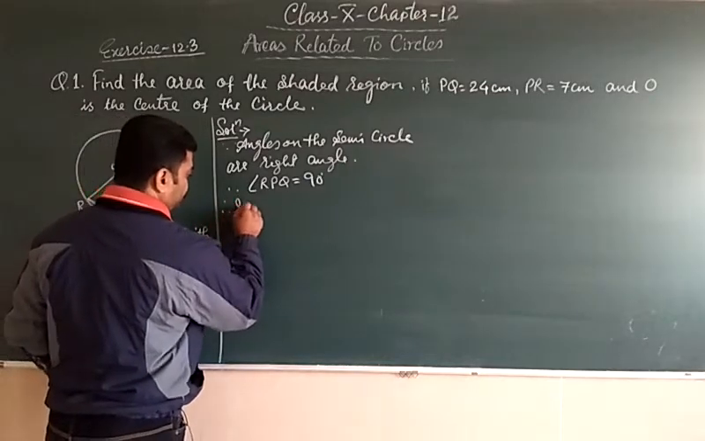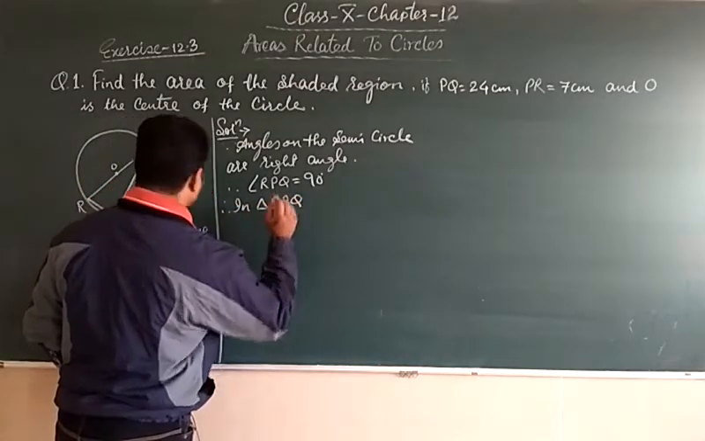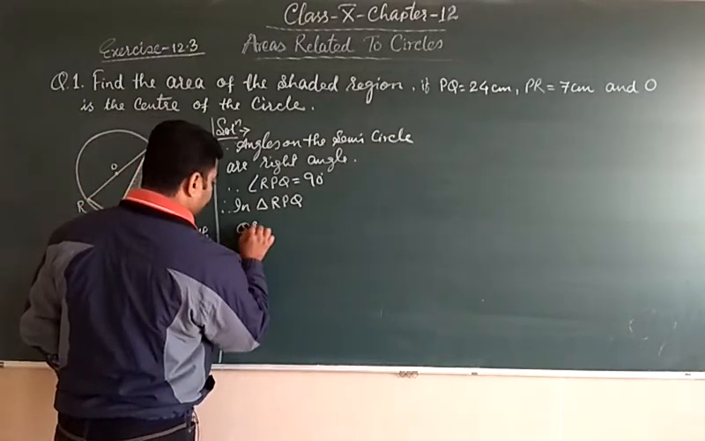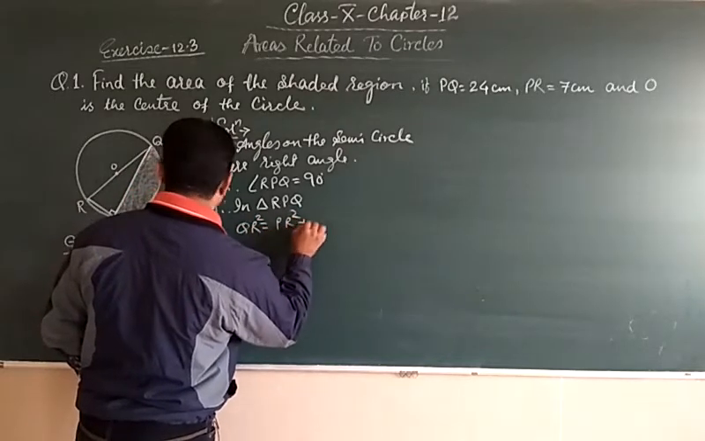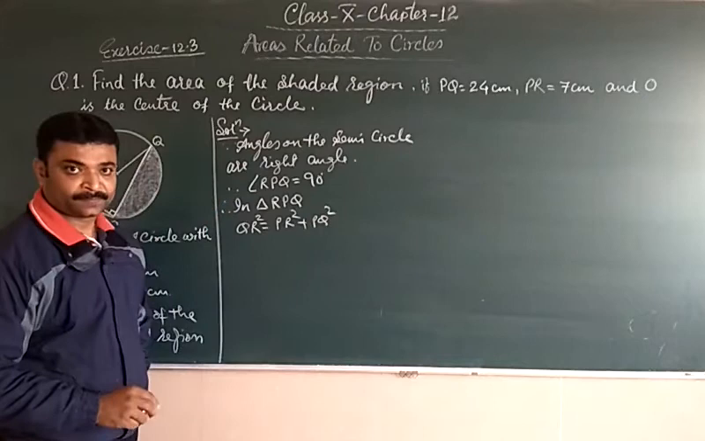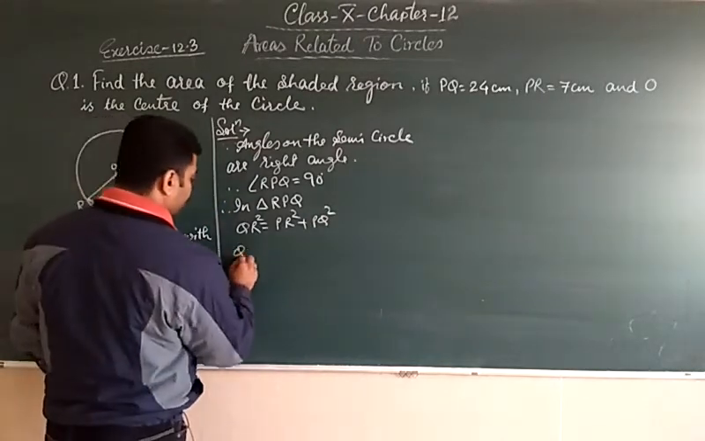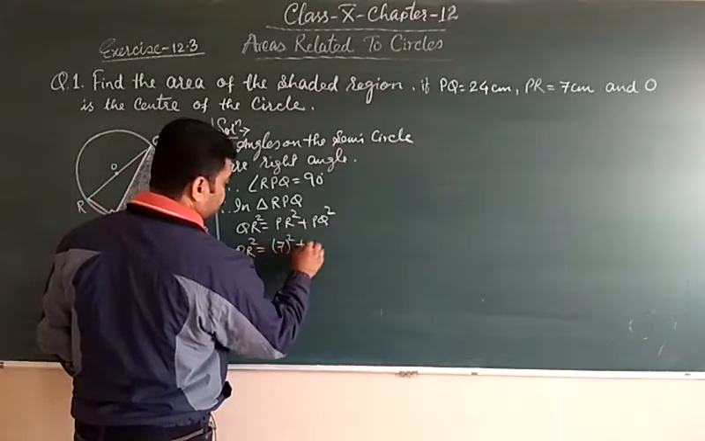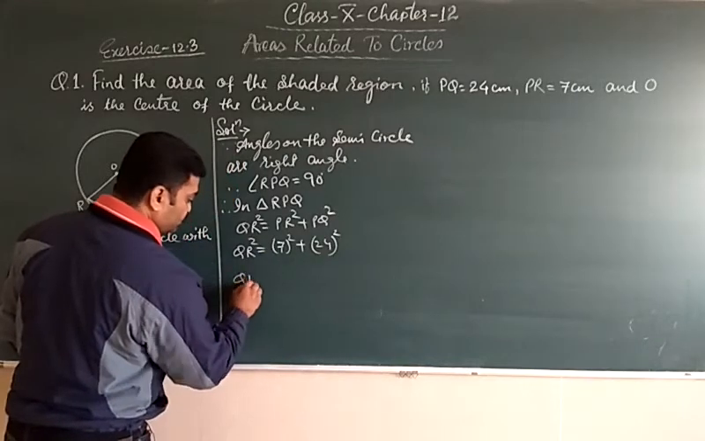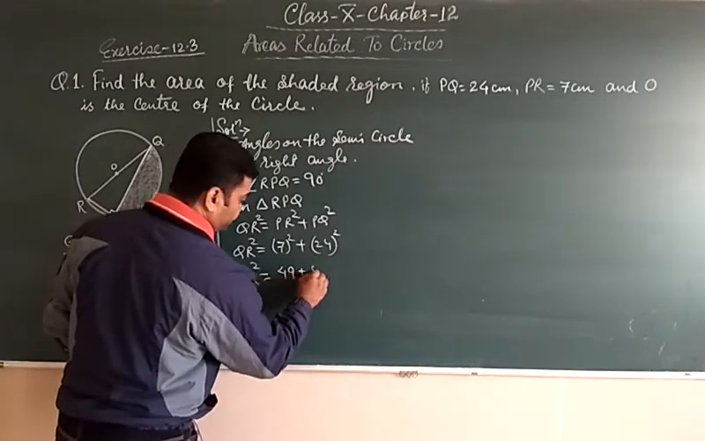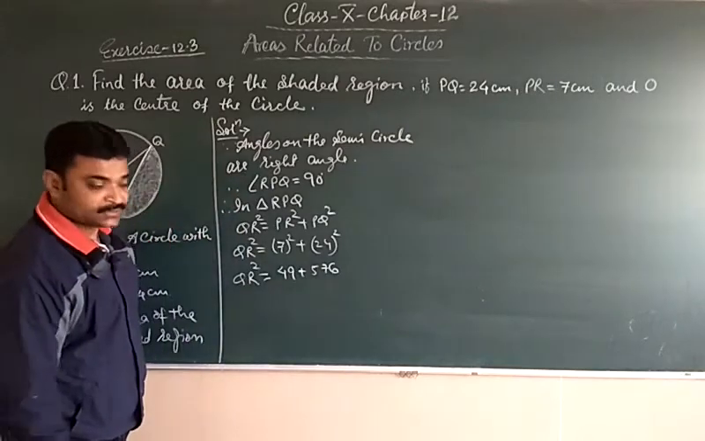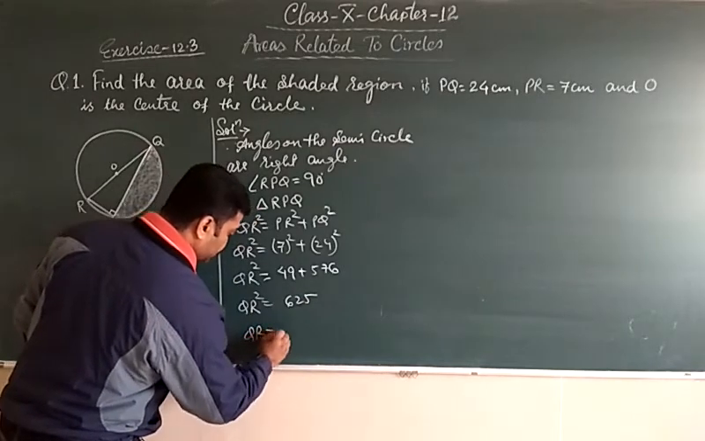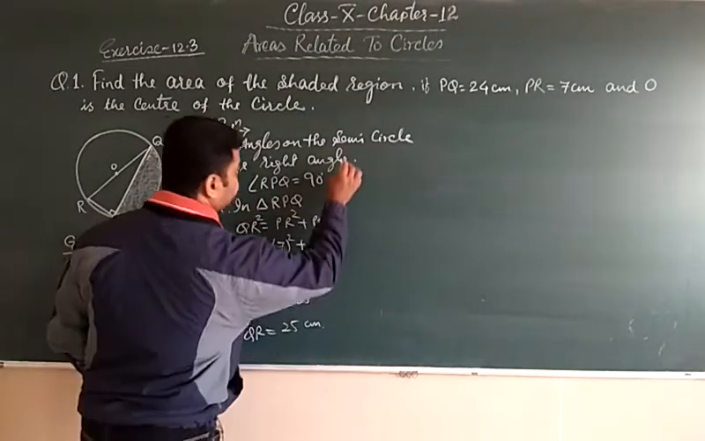Therefore, in triangle RPQ, QR square is equal to PR square plus PQ square, by Pythagoras theorem. Then QR square is equal to PR square, that is, PR is given as 7, so 7 square plus 24 square. So QR square is equal to 49 plus 576. Then QR square is equal to 625, or QR is equal to 25 centimeters.